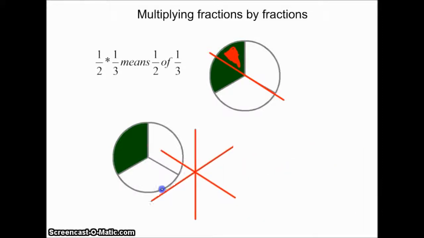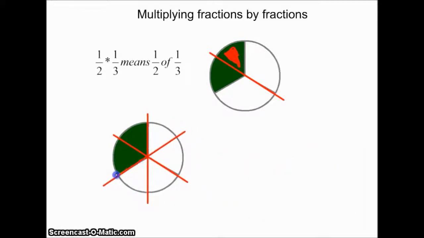Then we can figure out how much of that 1/3, or that 1/2 of 1/3, is of the total. So one section has been colored out of 1, 2, 3, 4, 5, 6 sections. So that means that 1/2 times 1/3 equals 1/6.